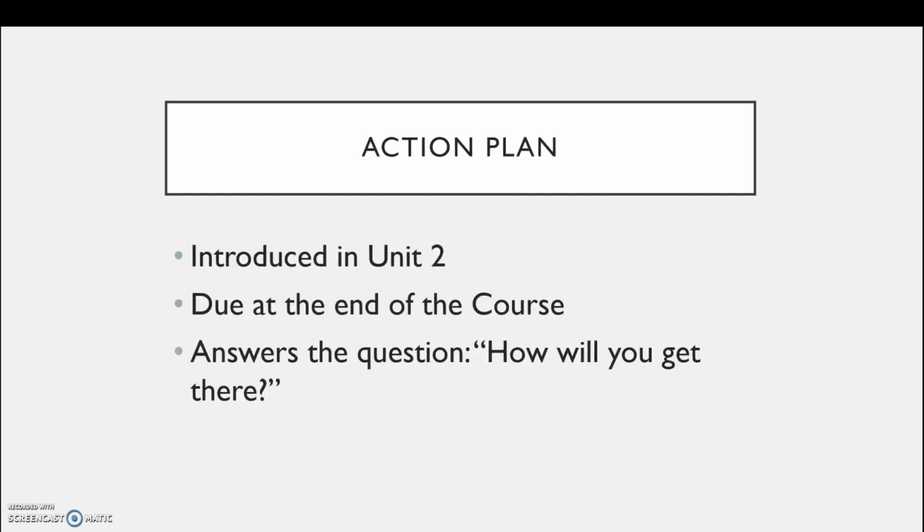The action plan will be introduced in Unit 2 in detail. You can also see this under that Major Assignments tab in Canvas. And the action plan is also due at the end of our course. There are 5 units. Take a look at that course schedule for specific dates. The action plan will answer the question of how will you get there. So while the logic model has identified where we are and where we want to be, the action plan will help us to determine the steps to take to get to that place in our practice.